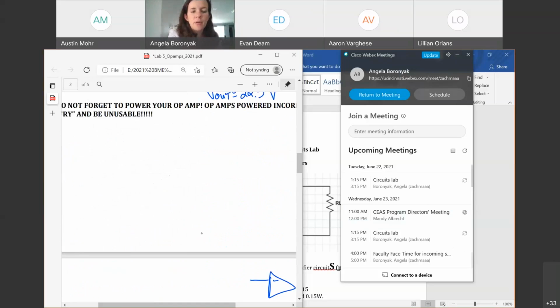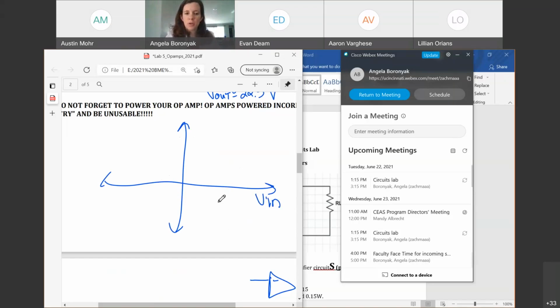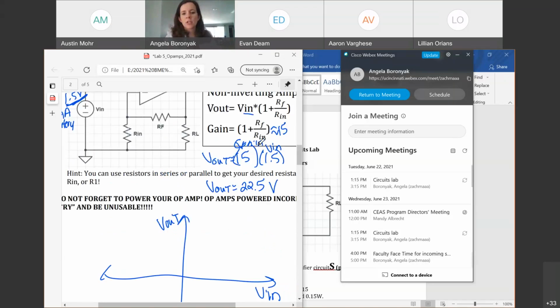Again, if you were going to try to graph, on your x-axis, whatever voltage in you wanted for your whole circuit, and your y-axis, your voltage out, then in theory, if I take Vin and multiply it by 15 to get Vout, this should be a line with a slope of 15, right? It looks like y equals 15x. Vout equals 15 times x.